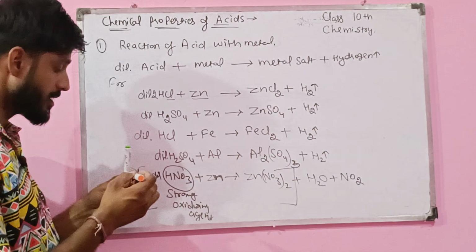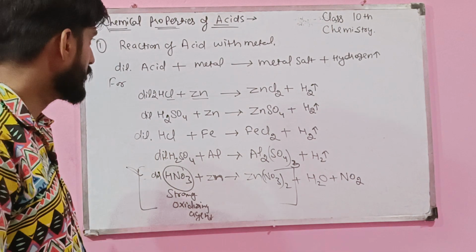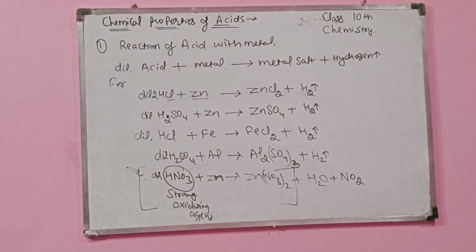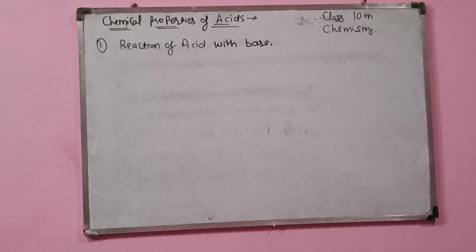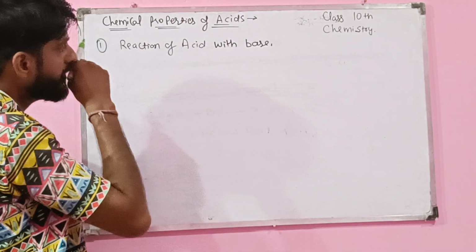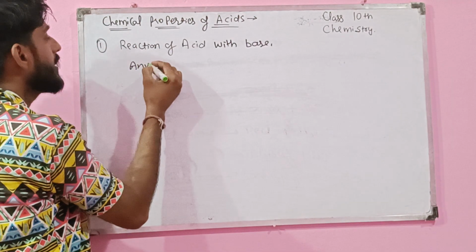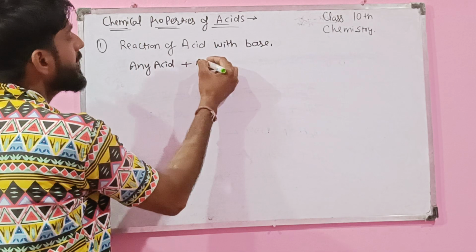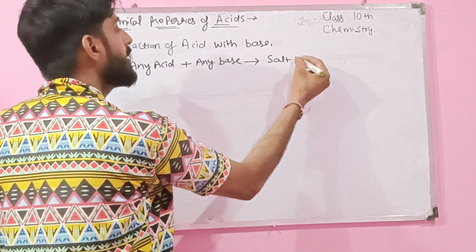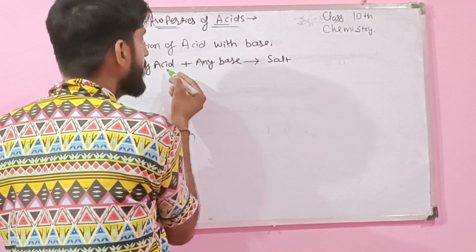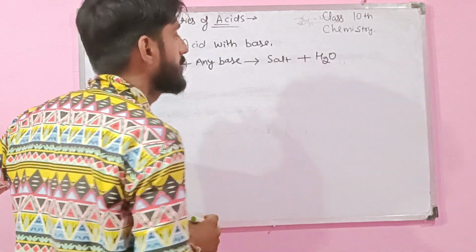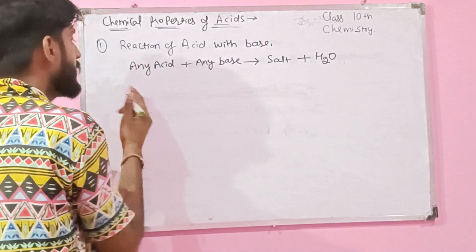Now we are going to discuss the second property, that is the reaction of acid with base. In this reaction, when any acid reacts with any base, then the corresponding salt of that metal and water are formed.